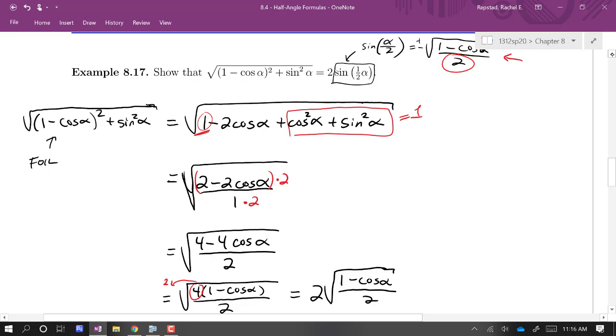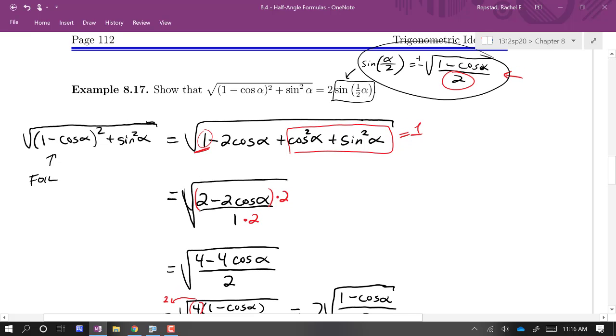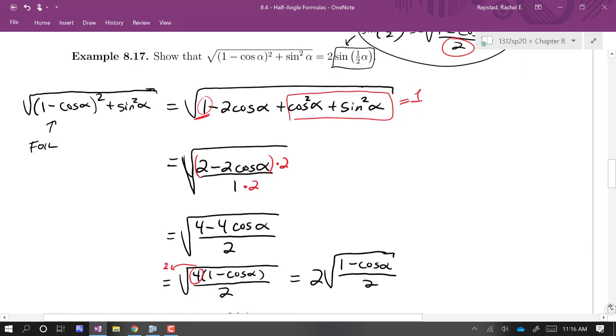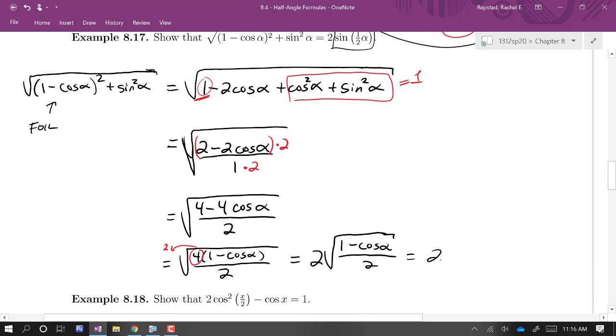and there is the right side of the half angle identity for cosine that we were talking about in the very beginning. So that is cosine of alpha over 2. So this is 2 times cosine, that is sine of alpha over 2. So we have 2 times sine of alpha over 2, or 1/2 alpha. And that's what we wanted.